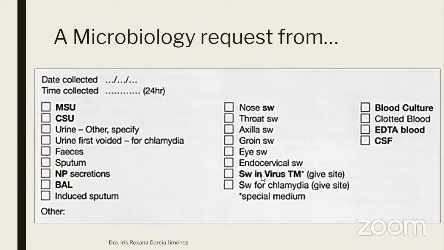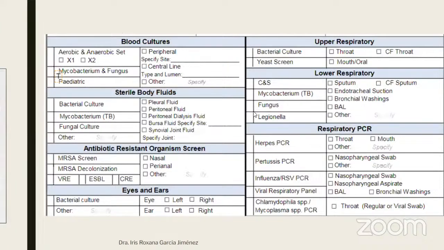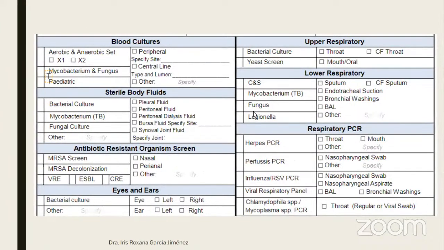In this example, in black and words, I'm showing you the most common ones: MSU, CSU, NP secretions, BAL, SNO SW, SW in virus TM, blood culture, EDTA blood, CSF, well, we know. Some more, we have terms we have to study properly in the request, for example, feces, sputum, things like that. Let's check. Here's another example, a clear one.